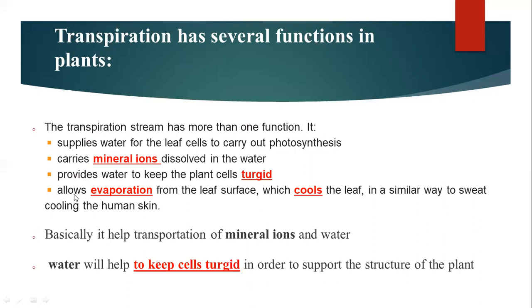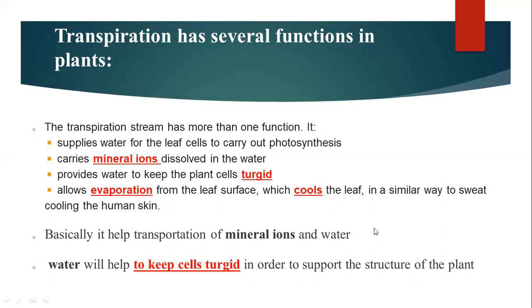Transpiration allows evaporation from the leaf surface, which cools the leaf. This evaporation will decrease the temperature of the leaf and the plant as a whole, in a similar way to sweat cooling human skin. Basically, it helps the transportation of minerals and water, and the water helps to keep the cells turgid in order to support the structure of the plant.